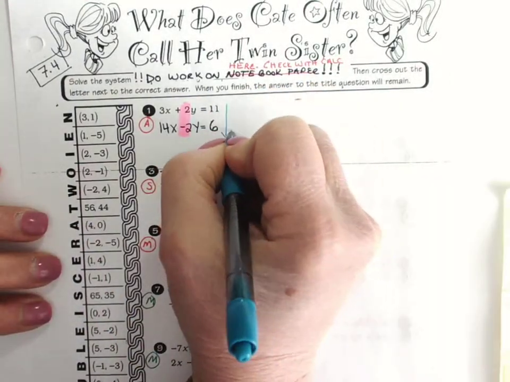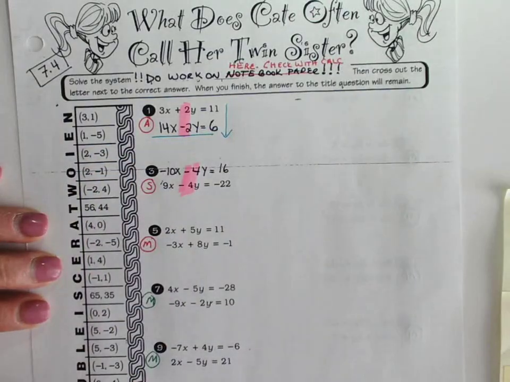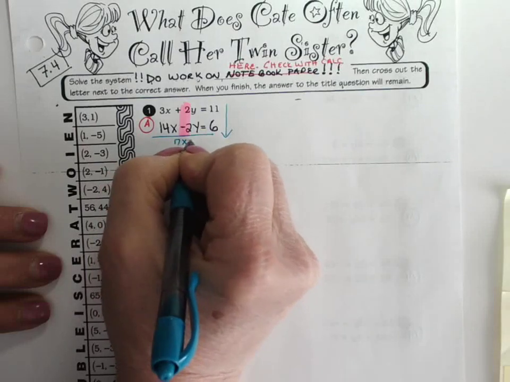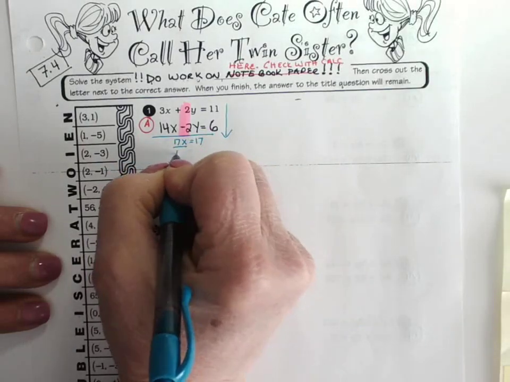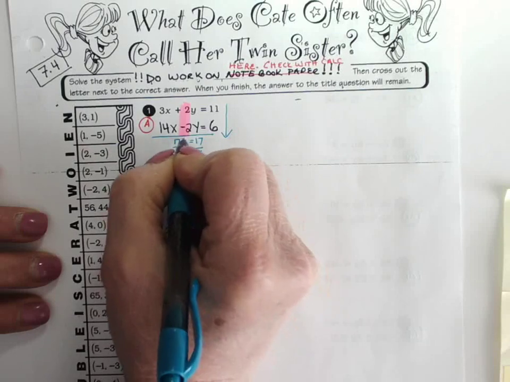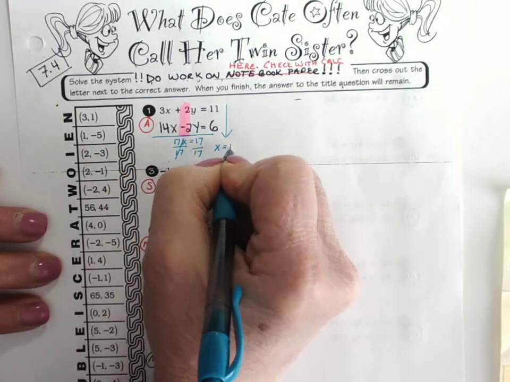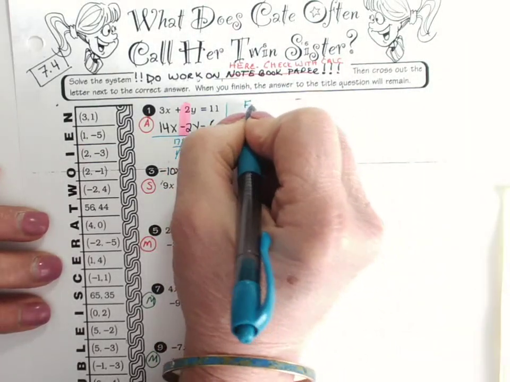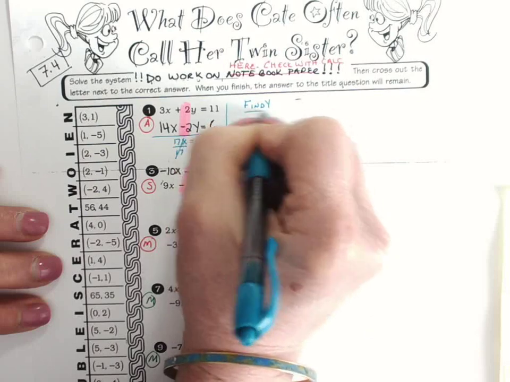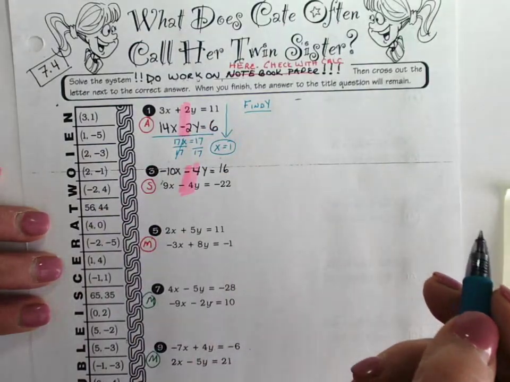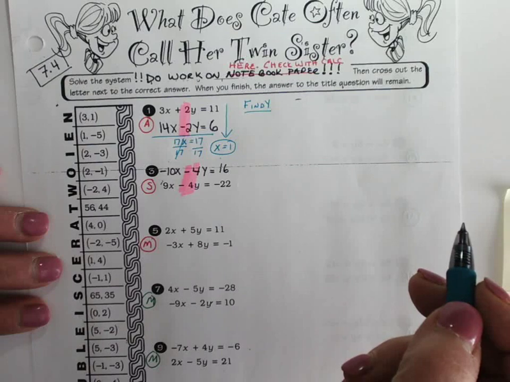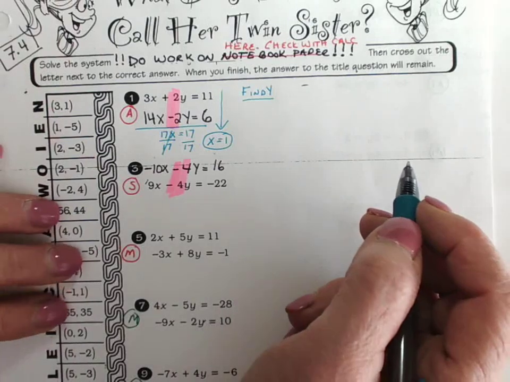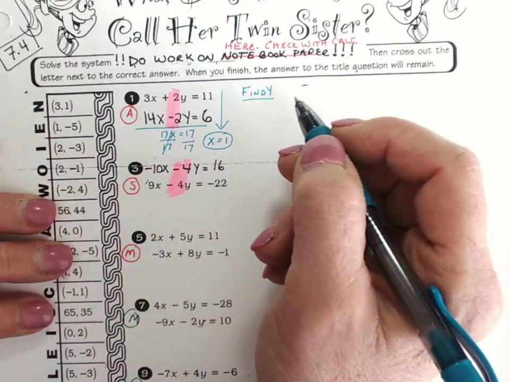All right. You're going to add down. You get 17x equals 17. Divide by 17. x equals 1. Then you're going to have to find y. Pick the easier equation. I'm going to make this a little bit bigger. So I'm going to take the first equation to find y.